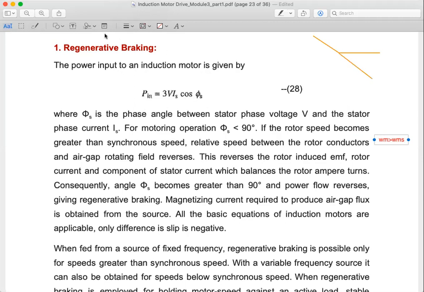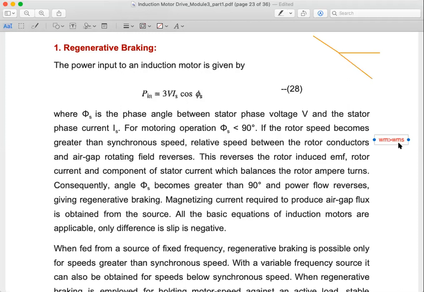Now, how can we obtain this regenerative braking? This is the basic theory by which we can obtain the motor operating as a generating mode. To obtain that, what we need to do? We need to run the motor at a speed which is more than the synchronous speed. So omega m is greater than omega ms.